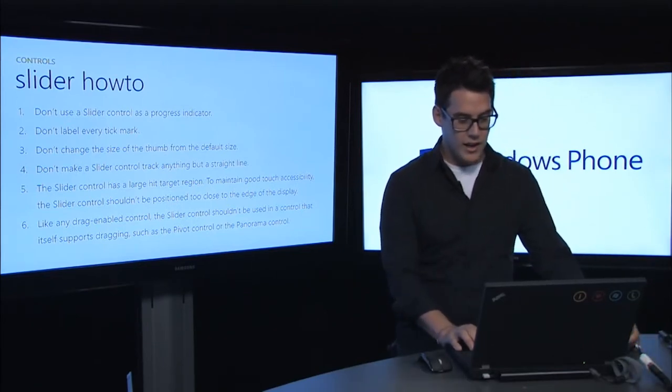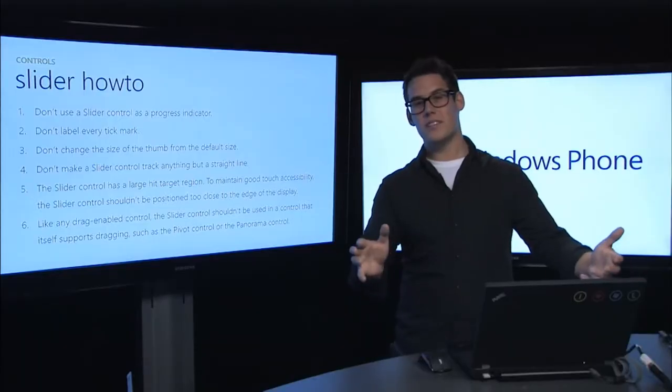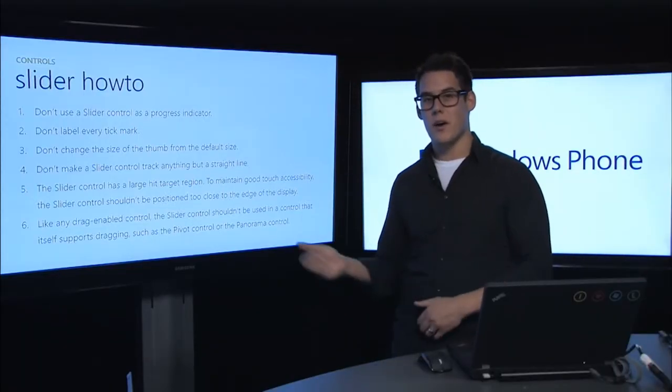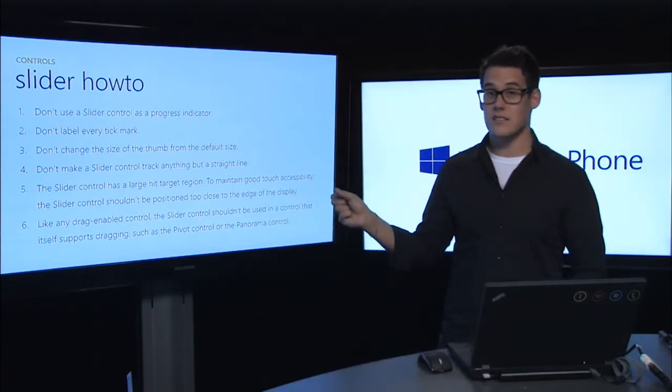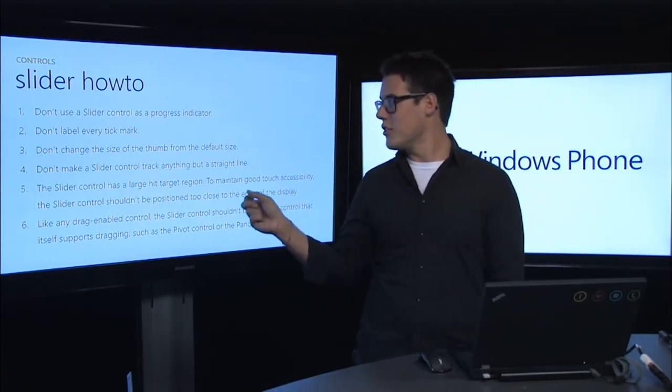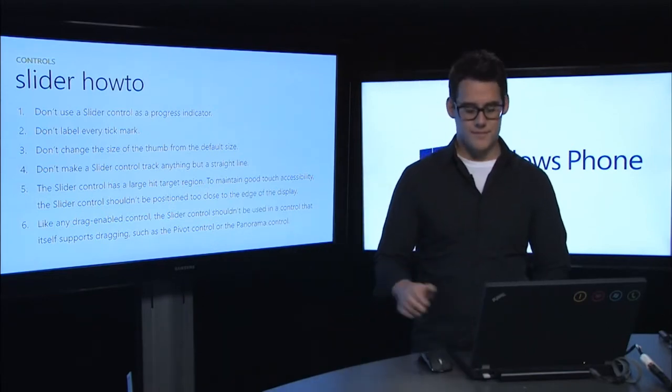Like any drag-enabled control, the slider control shouldn't be used in a control itself that supports dragging. A great example of this: don't put a slider control in a pivot or a panorama. Both of those pan left to right to look at different data or different contexts on the same data. If you have a slider control and actually hit those, it'll become very confusing.